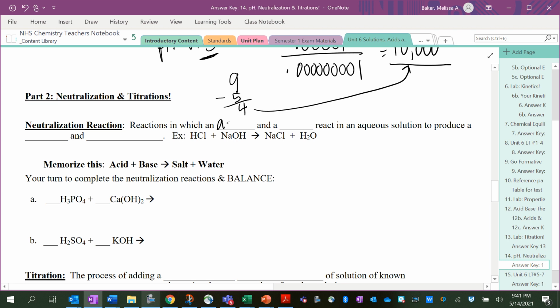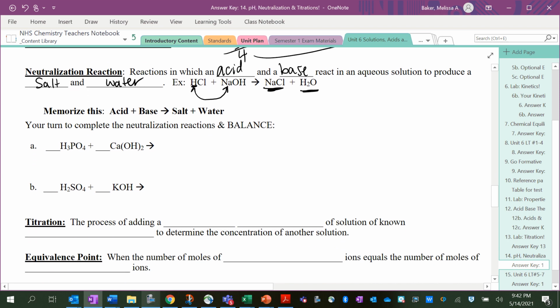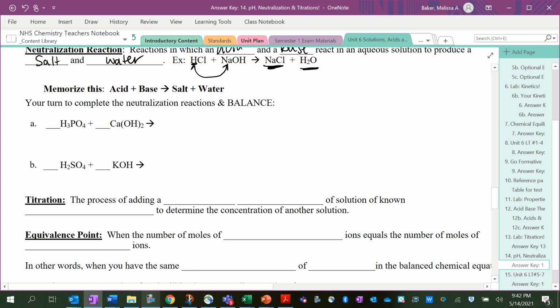Okay, let's talk about neutralization reactions. This is a reaction in which an acid and a base produce a salt and water. Okay, we've already seen an example of this. So the first two things swap places. So now the Na is with the Cl and the H is with the OH. So let's do some more examples.